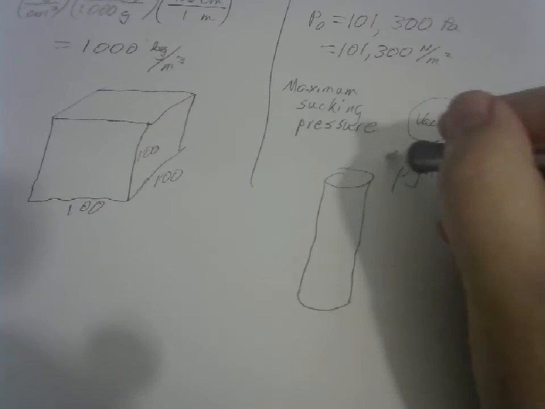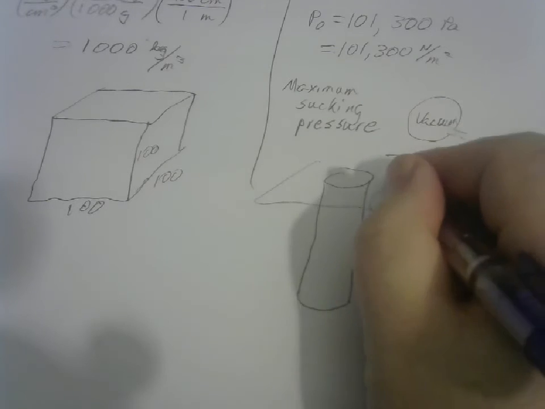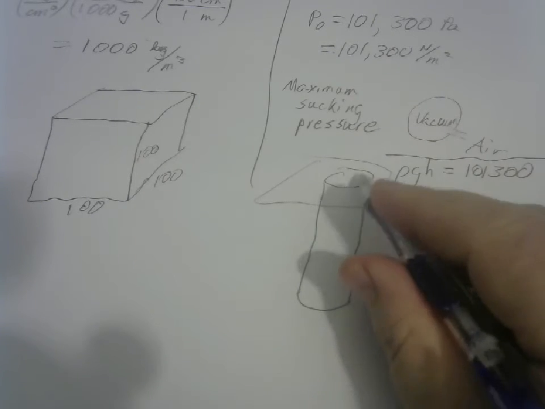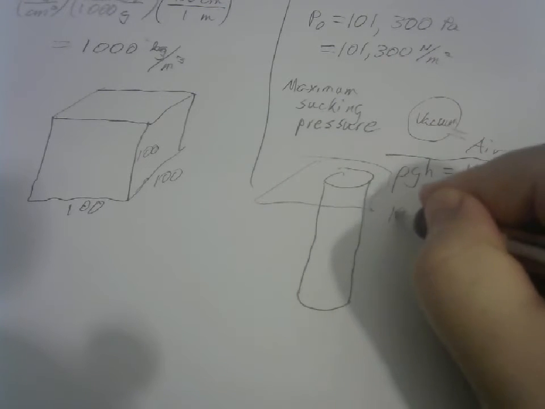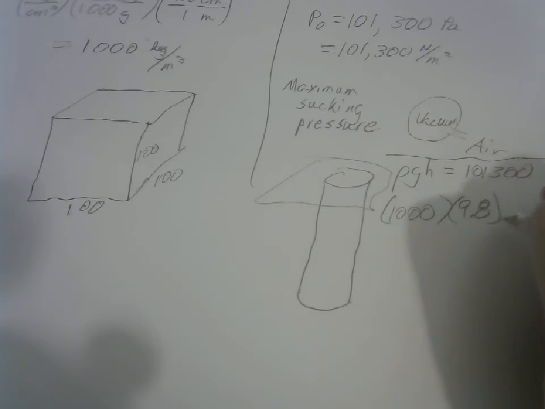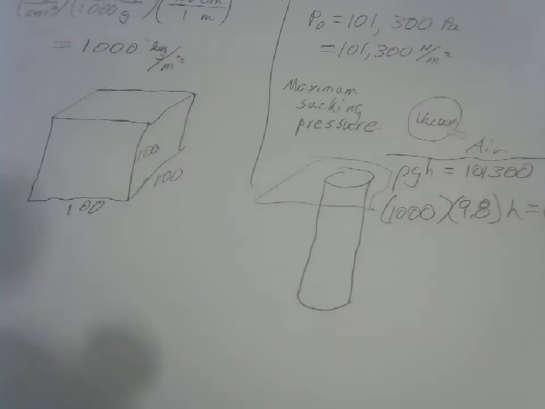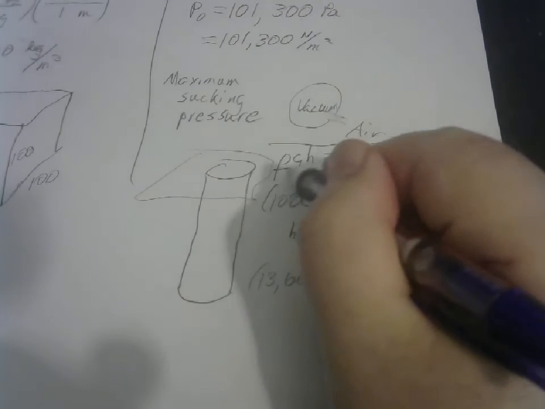So this is getting ahead of myself, but I can actually calculate the maximum depth of a well that I could get with the pump on top, which is from the density of water times gravity times our height. It's going to be 101,300. And with a pure vacuum on top, the maximum height of the well can be 10.33 meters.